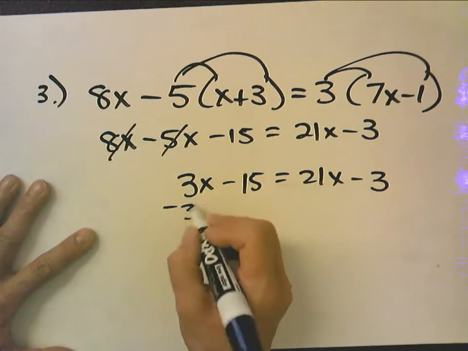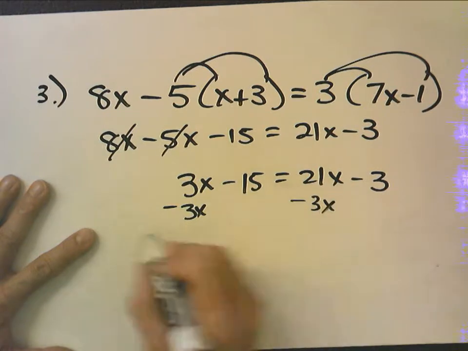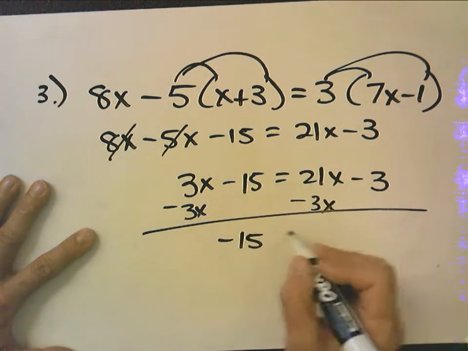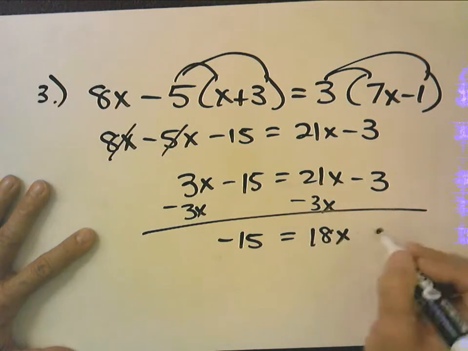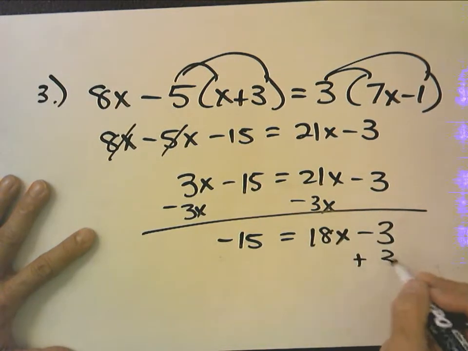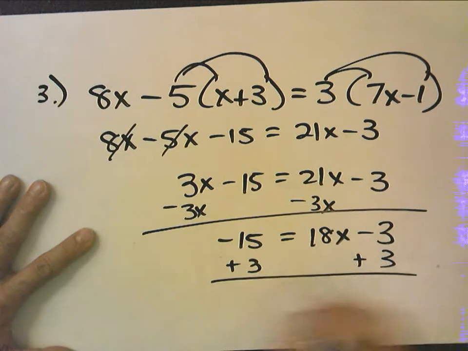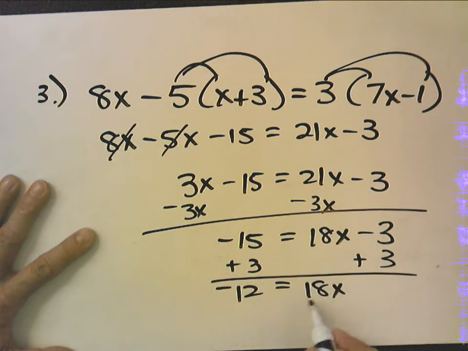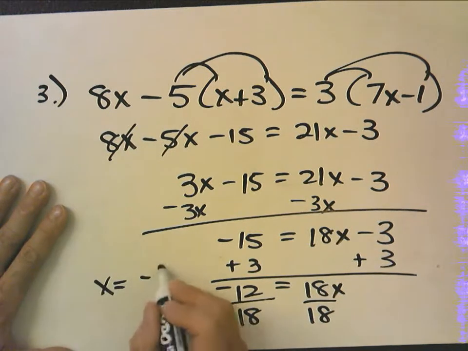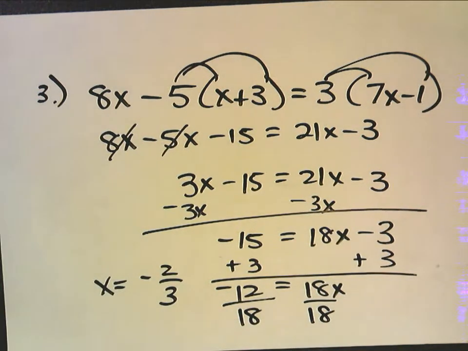I'm going to subtract 3x from both sides. -15 equals 18x minus 3. Then I'm going to add 3 to both sides. I get -12 equals 18x. I'm going to divide both sides by 18, not by negative 12, because the 18 is multiplying. And when I simplify, I get x equals negative 2/3.